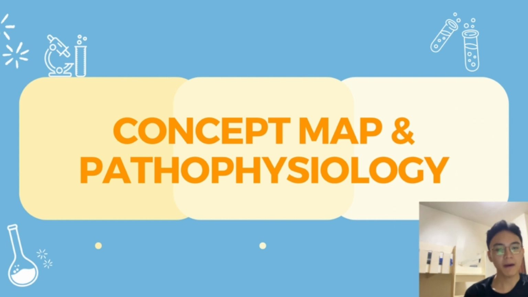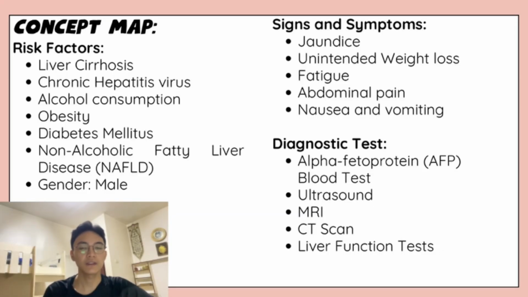With the concept map and pathophysiology. So here are the risk factors, signs and symptoms, and diagnostic tests of the HCC. In here, we will be able to see the things that contribute to this cancer. On the next slide, I will be presenting the pathophysiology. We will be able to see how one encounters this cancer, and I'll try my best to explain how a person will obtain liver cancer or HCC.